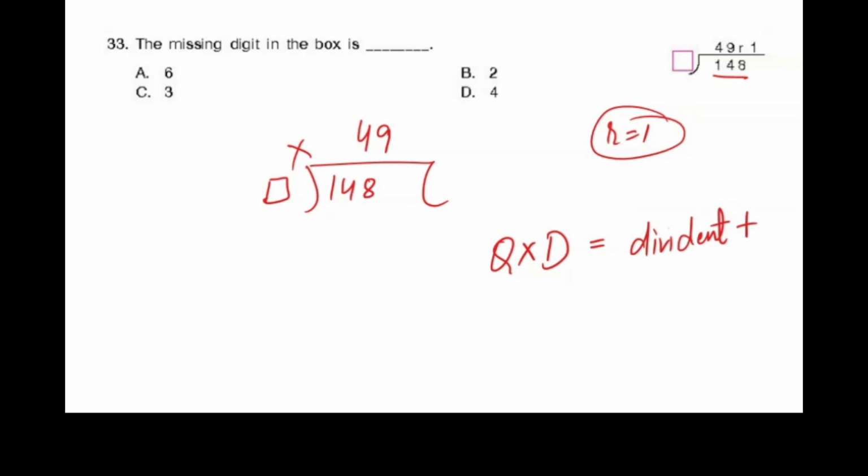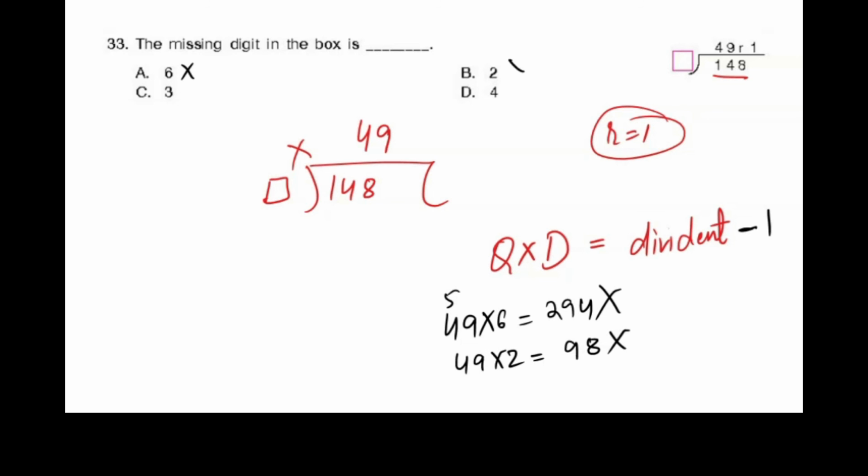minus remainder. Okay, so quotient times divisor. 49 times 6: 9 6s are 54, 4 and 5, 6 4s are 24, 24 plus 5 is 29, 294, it's much more, it cannot be. Then 2, 49 times 2 is 98, it's very less, it can't be.